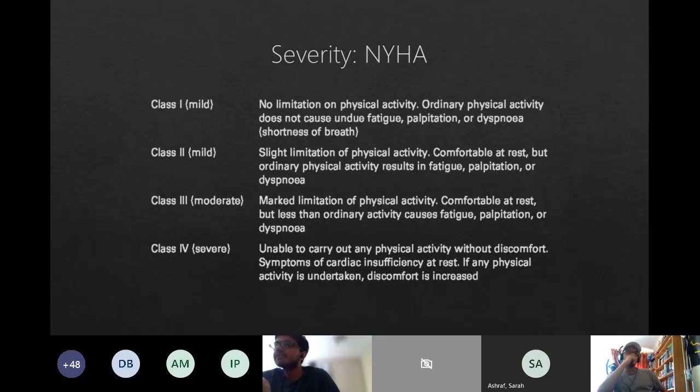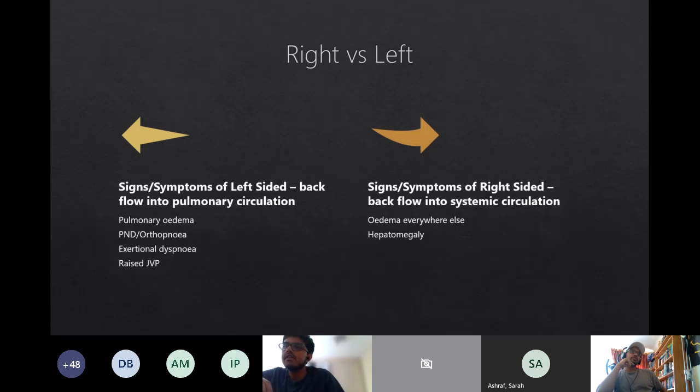Basically, symptoms at rest is severe. The other ones are just an increasing magnitude of symptoms. Usually, that's the case with quite a few classification systems. You'll need to know the most basic one, and the most severe one. They're not really going to ask you level 2 versus level 3, because that doesn't tend to inform management so much. PassMed likes to ask about it, but UCL is less likely to.